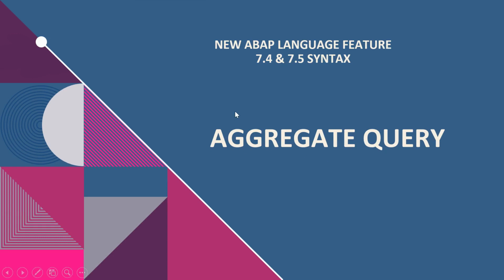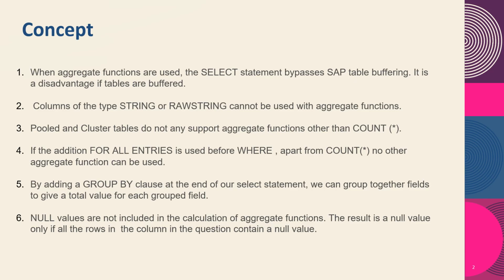Hi, in this session, I'll be explaining about aggregate query. Aggregate query helps to aggregate in the select query itself rather than writing above logic to loop and do the aggregation. When aggregate functions are used, the select statement bypasses the table buffering. Its disadvantage, the table is buffered.